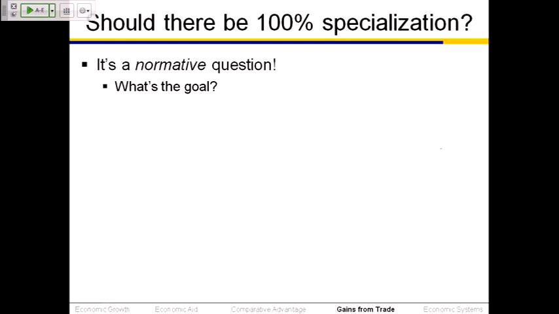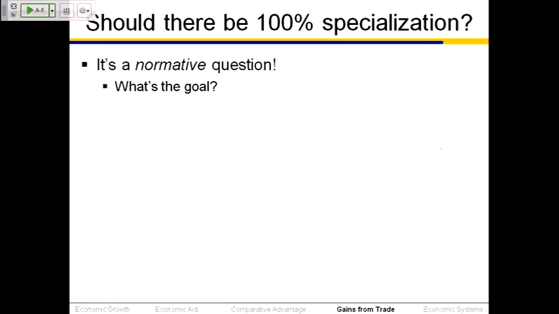Remember that anytime you're trying to answer a normative question, it requires you to specify what the goal is that we're trying to achieve. Should there be 100% specialization is not a question we can answer until we know what goal we're trying to achieve. If the goal is an increase in the total amount of output, independent of how that's distributed, the answer to the question is yes.